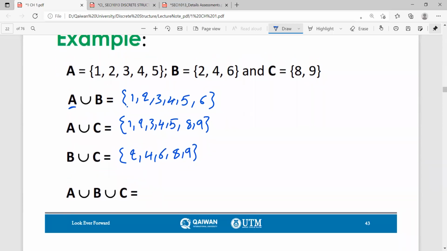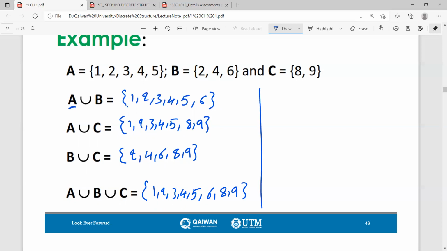For the last one, A union B union C. Write down the elements of all sets without repeating. A is 1, 2, 3, 4, and 5. Then B. What are the elements of B which are not in A? Only 6. And elements of C. What are the elements of C which are not listed here? 8 and 9. This is A union B union C.